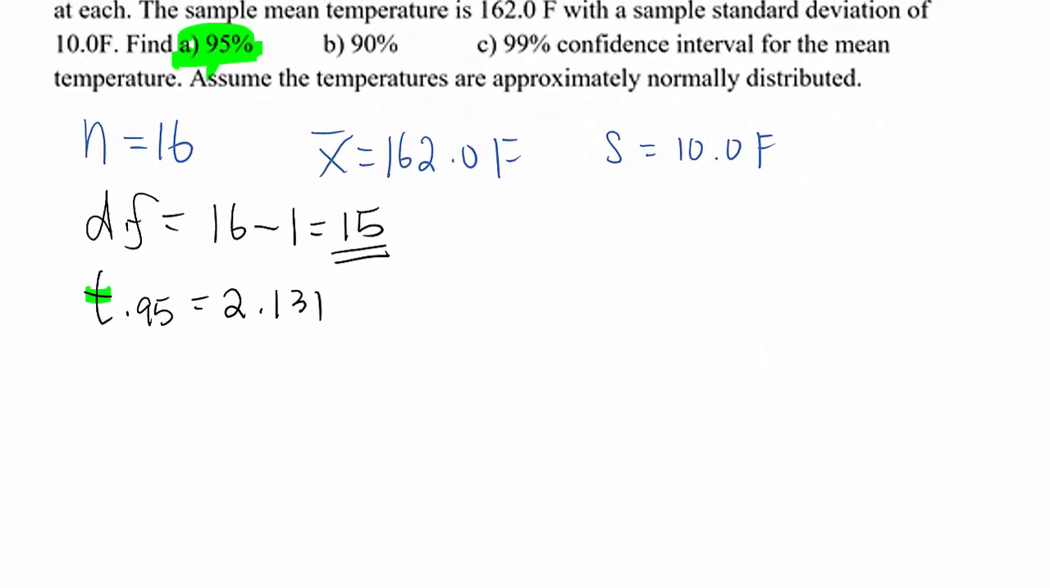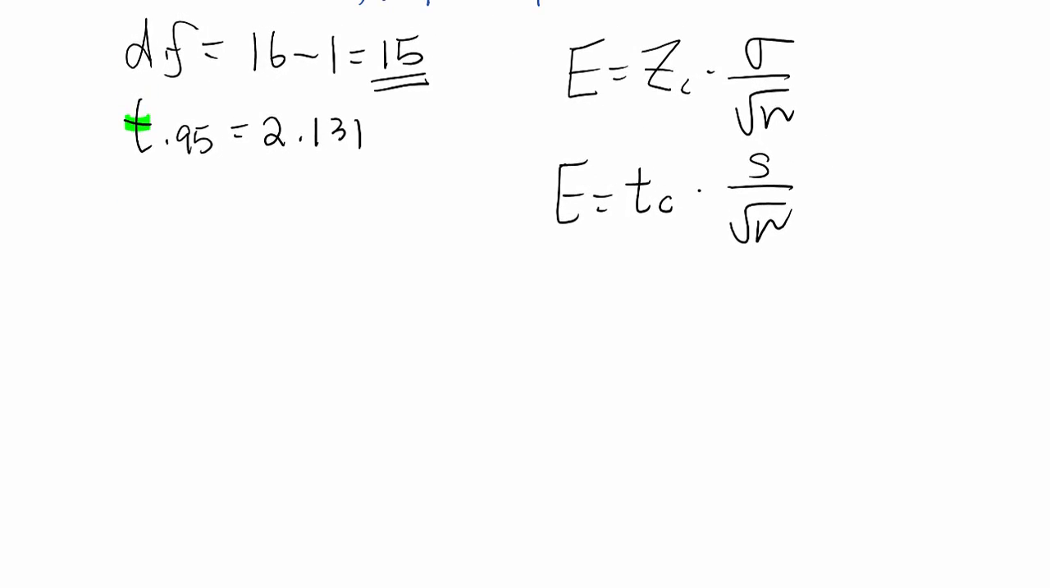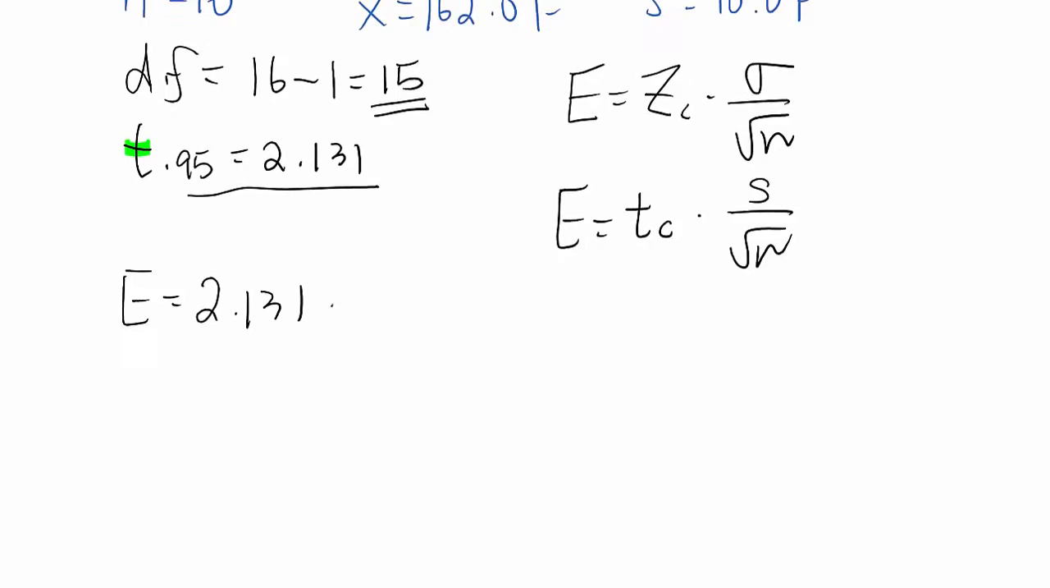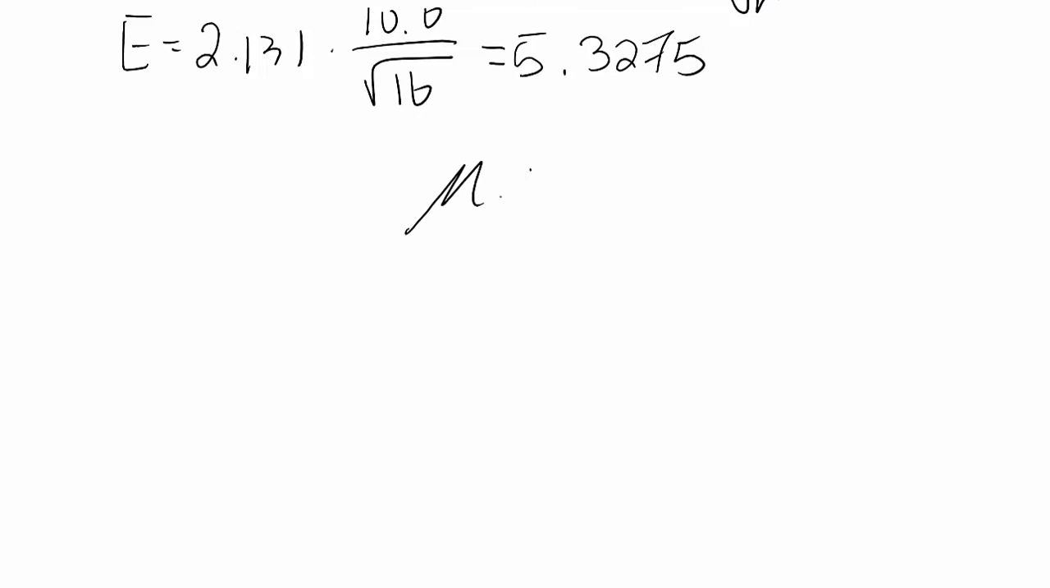Let me double check. Yes. Okay, now step 2, we need to find the error. In the z-score case, the error was z c times sigma over root n. In this case it will be the t-score, so the error equals the t critical value times s over root n. If I apply all these values, then the error equals 2.131, which we just found here, times s, which is 10.0, so 10.0 over the square root of 16. If you calculate that, you will get 5.3275.